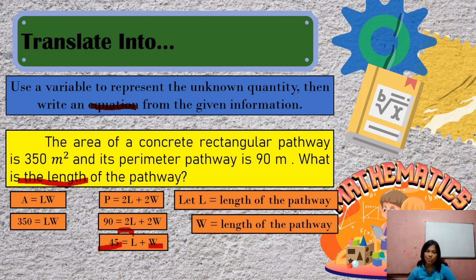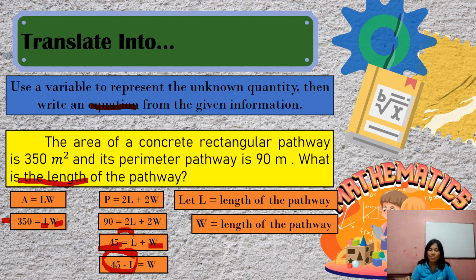So the equation would become 45 minus L equals W. Okay, how are we going to use this 45 minus L equals W? Saan natin gagamitin? Okay, let's go back to the area. If the area is 350, L times W, so this L here will remain, and then this W shall be substituted with 45 minus L.